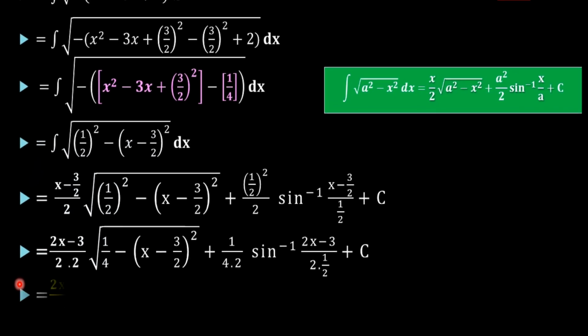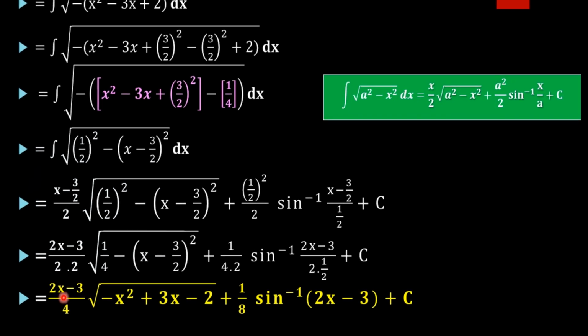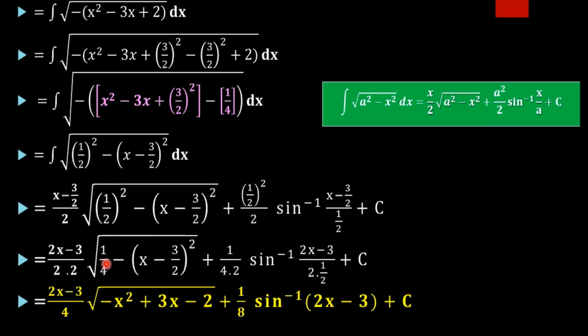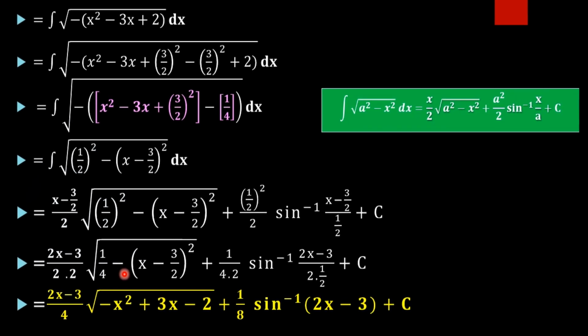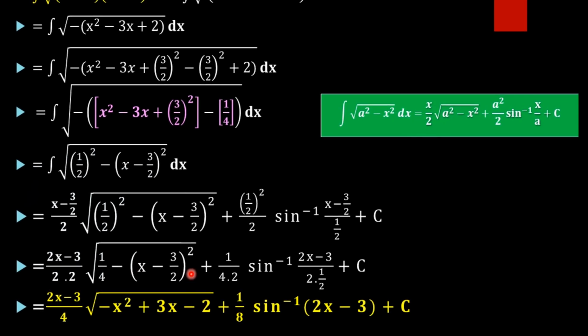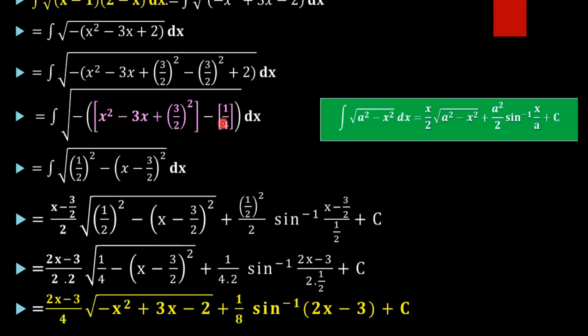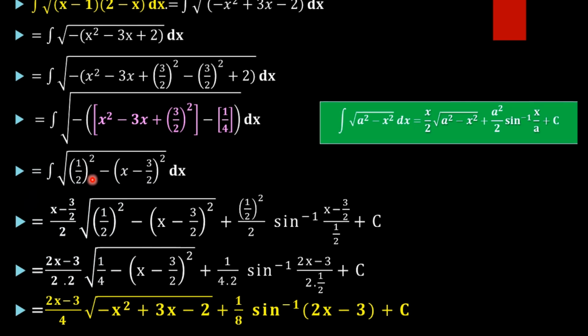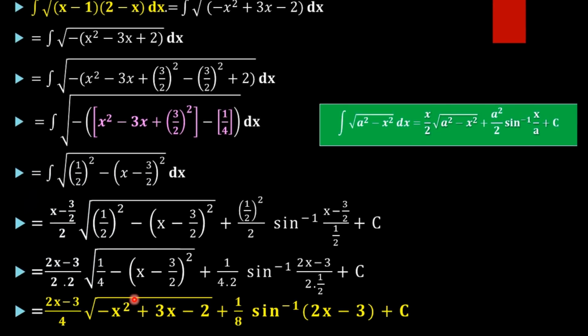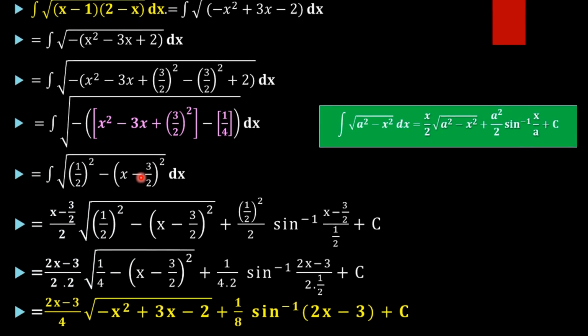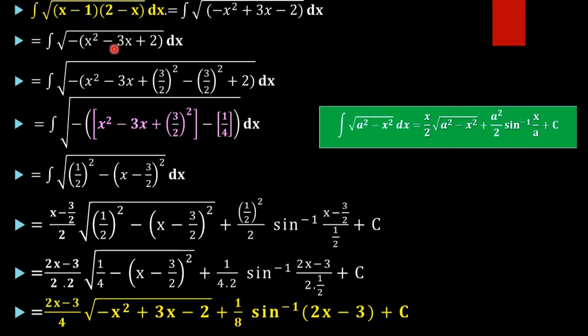Next, what is this? (2x − 3)/(2 × 2) is 4. Here, the root of 1/4 minus (x − 3/2)², that is this term, (1/2)² minus (x − 3/2)². From where have we reached here? That is from here, minus x² plus 3x minus 2. On expanding this, we will get minus x² plus 3x minus 2. That is, from here we have reached this term.